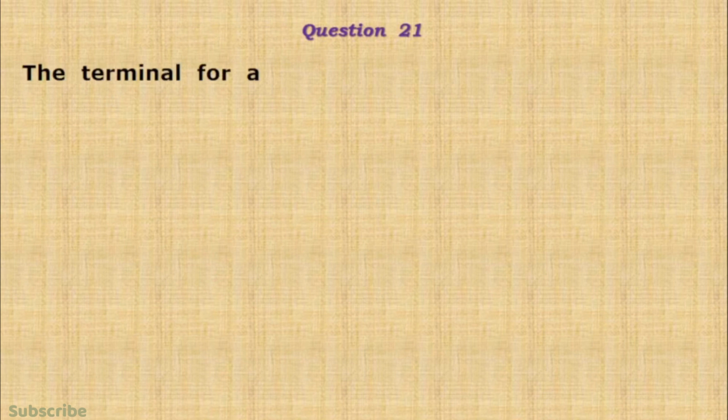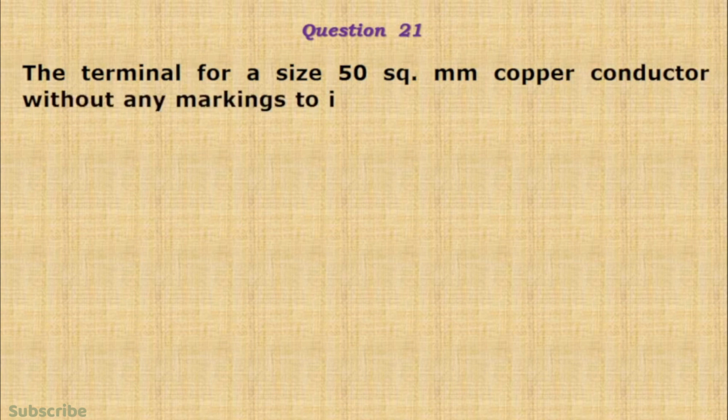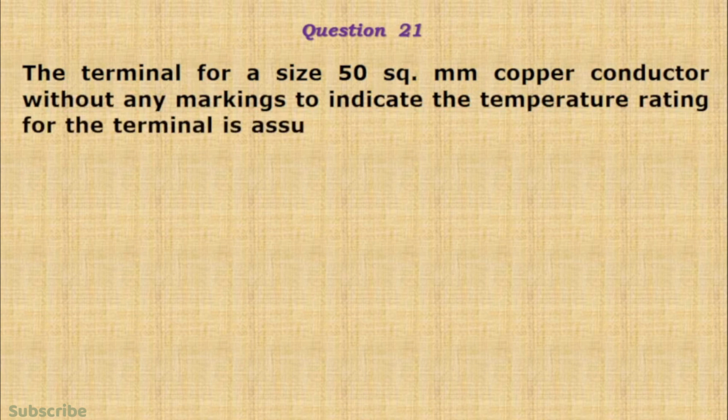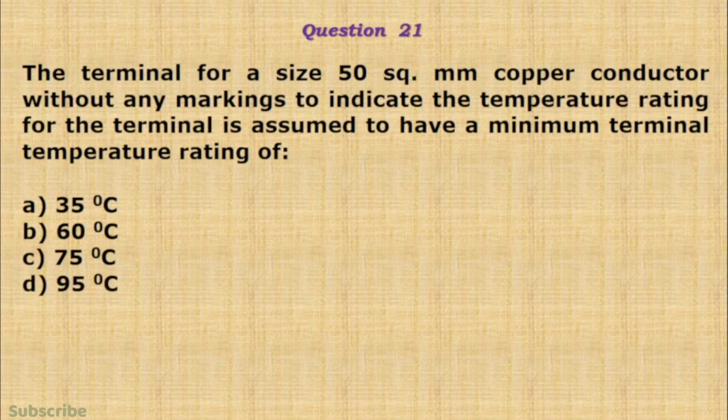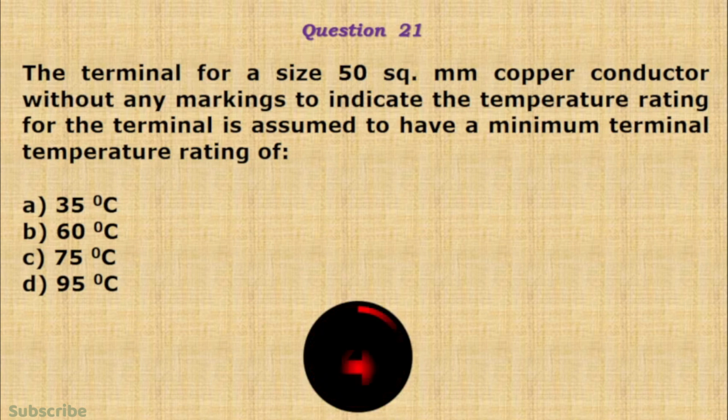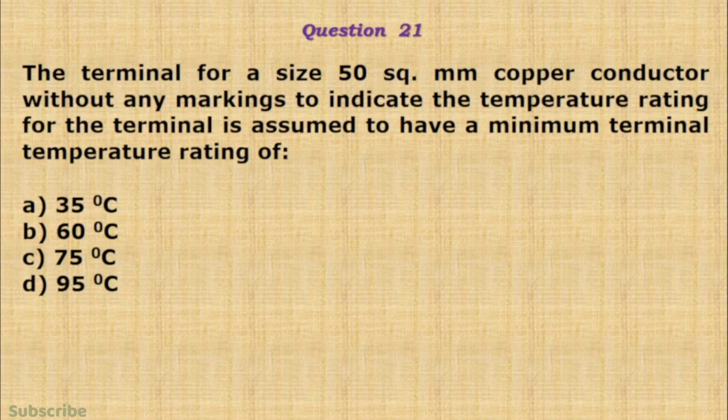Question number 21. The terminal for a size 50 square millimeter copper conductor without any markings to indicate the temperature rating for the terminal is assumed to have a minimum terminal temperature rating of A. 35 degrees C, B. 60 degrees C, C. 75 degrees C, D. 95 degrees C. The correct answer is letter B, 60 degrees centigrade.